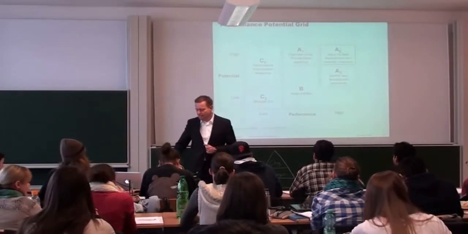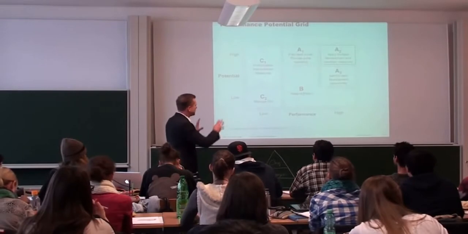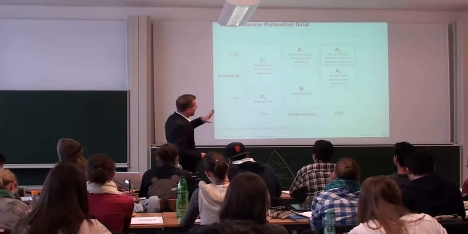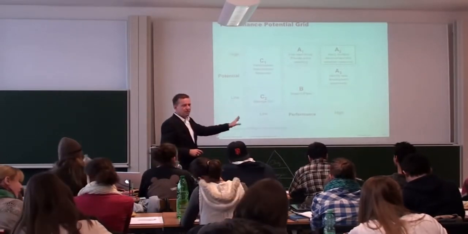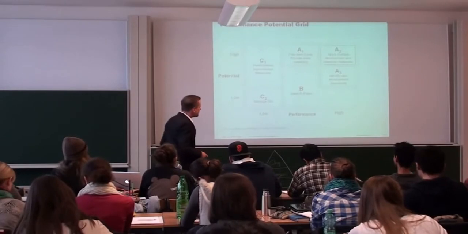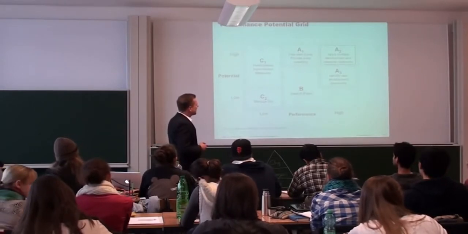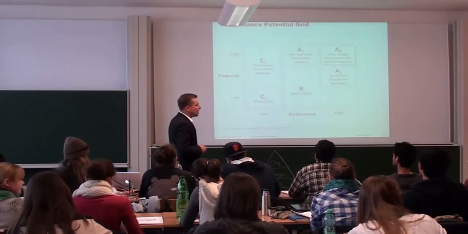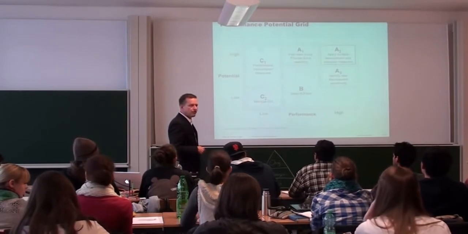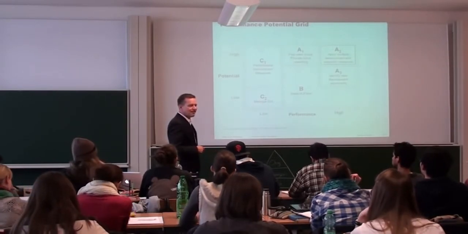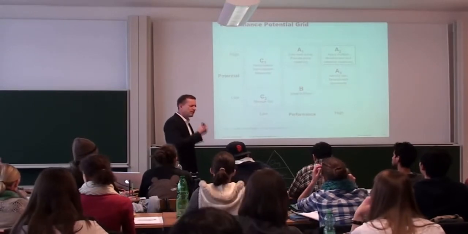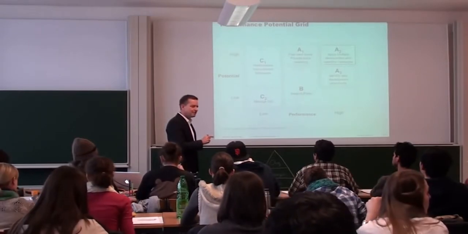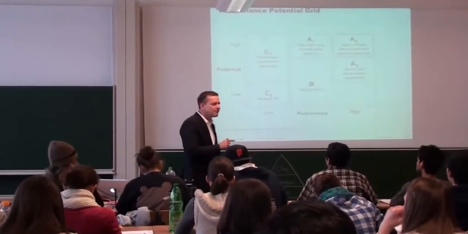Now let's have a look at some fields here. This is, by the way, taken from a famous book, The War for Talent. This grid looks different from company to company, but the idea is always the same. Now let's look at people with high potential but low performance. Can you imagine this? These are people who can really do much better in the future, but now they fail. What's wrong with these guys?